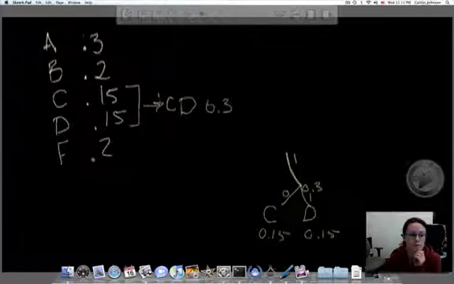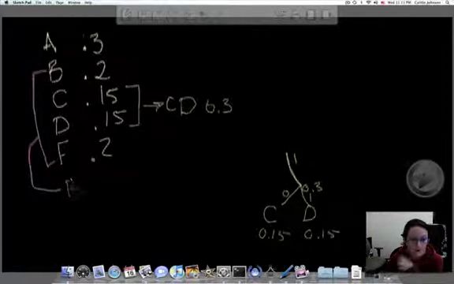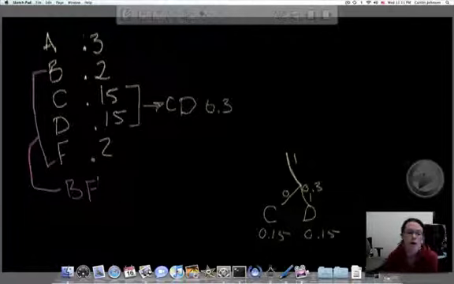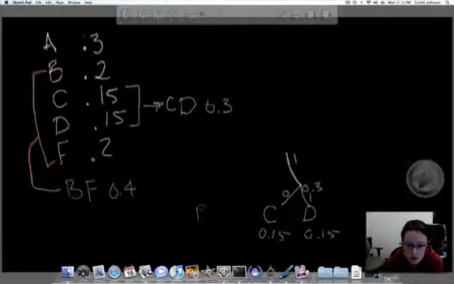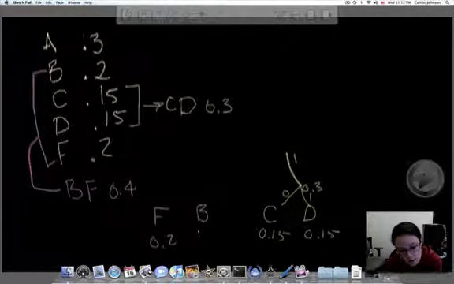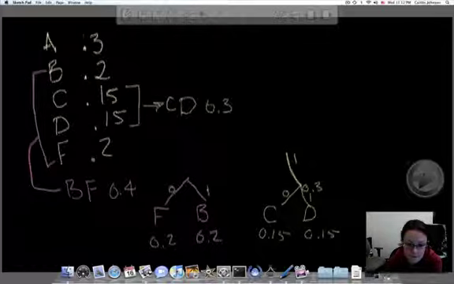So now the next two smallest are going to be B and F. So take these, make them into another node. That's BF. Now, what is the probability of BF? 0.4, right? So now we have B and F. So that's going to connect somewhere.